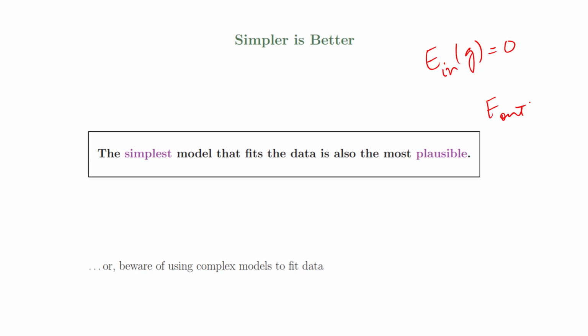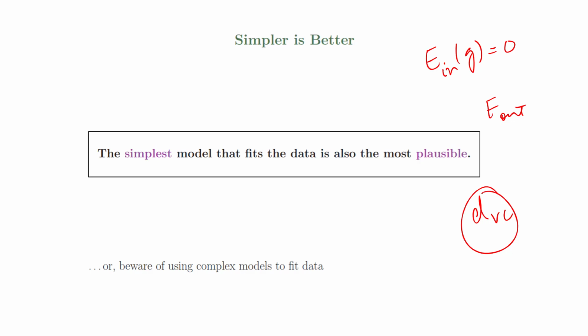So basically something happens to the VC dimension, and we would like it to be as small as possible. We like this VC dimension to be as small as possible. And that's why we are saying that the simplest model that fits the data is also the most plausible one, right? That's the idea behind Occam's Razor.